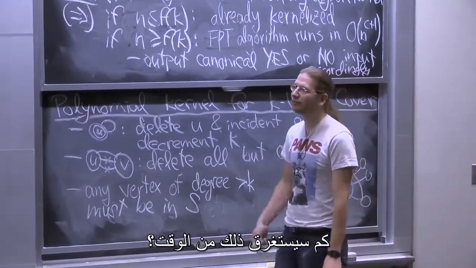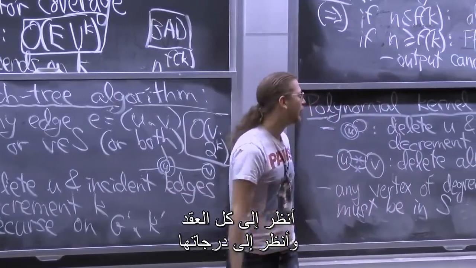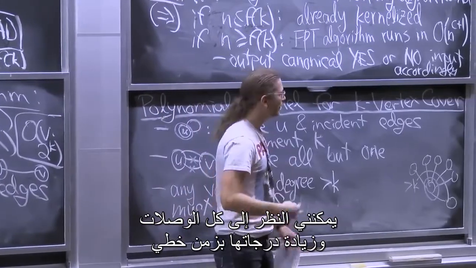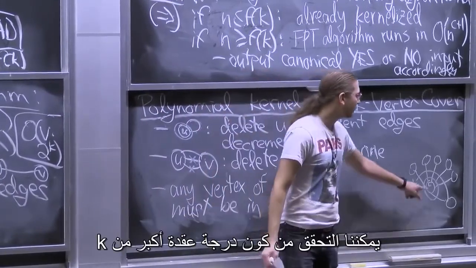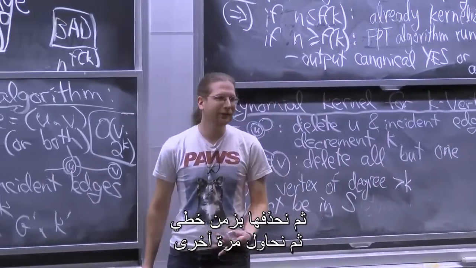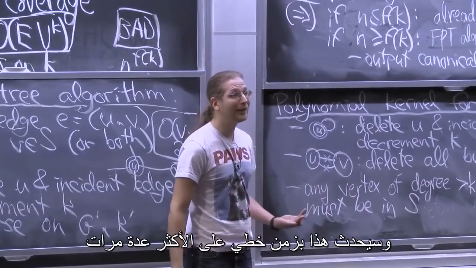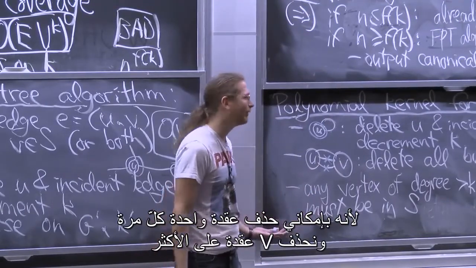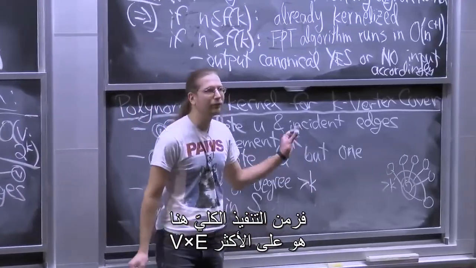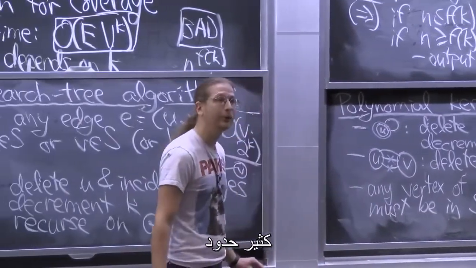How much time is this going to take? I don't know, at most quadratic, right? I look at all the vertices, look at their degrees. I could look over all the edges, increment the degrees. In linear time, I can find whether there's any vertex of degree more than k, then delete it in linear time, then try again. And this will happen at most linear time many times because I can only delete a vertex once. So I delete at most v vertices. So overall running time here is like at most v times e. Polynomial.